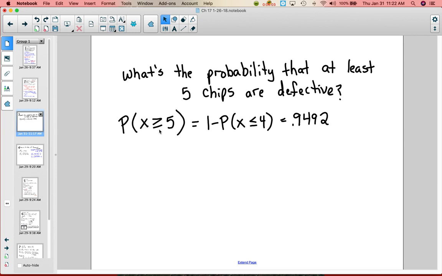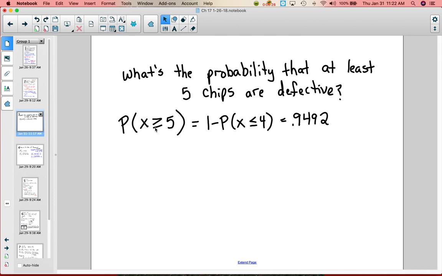So we can't use CDF for greater than or equal to. Remember that CDF always has to be less than or equal to. So I have to switch this around. So it's going to be 1 minus the probability x is, and we're going to switch it to less than or equal to. Now, this time, because the 5 is included in my original question, I cannot include the 5 here, so I drop it down to a 4.